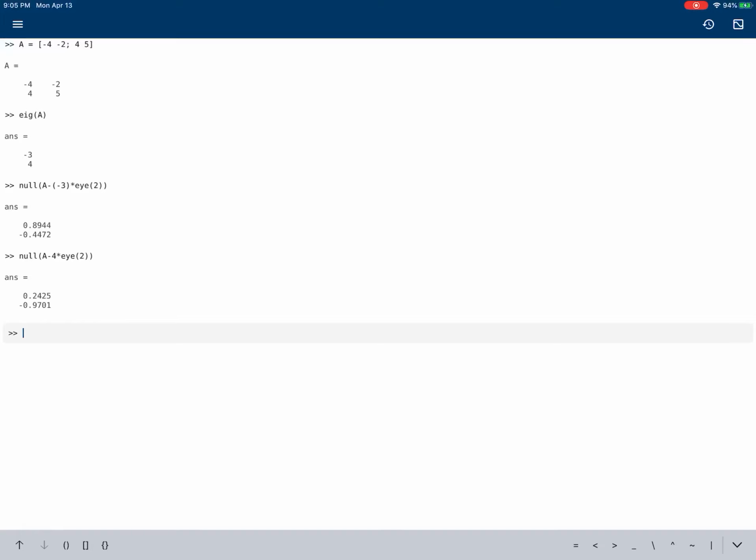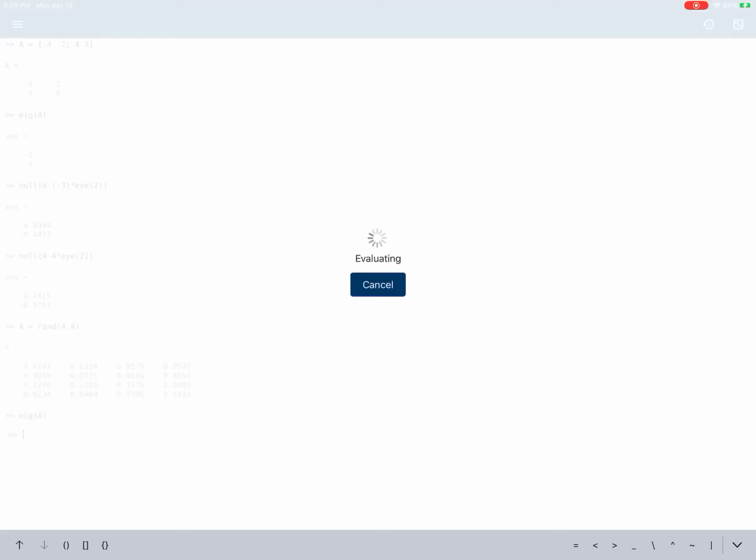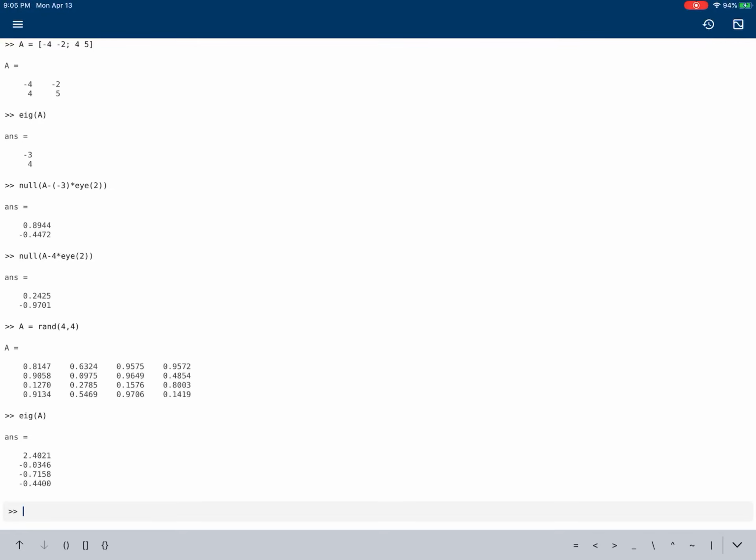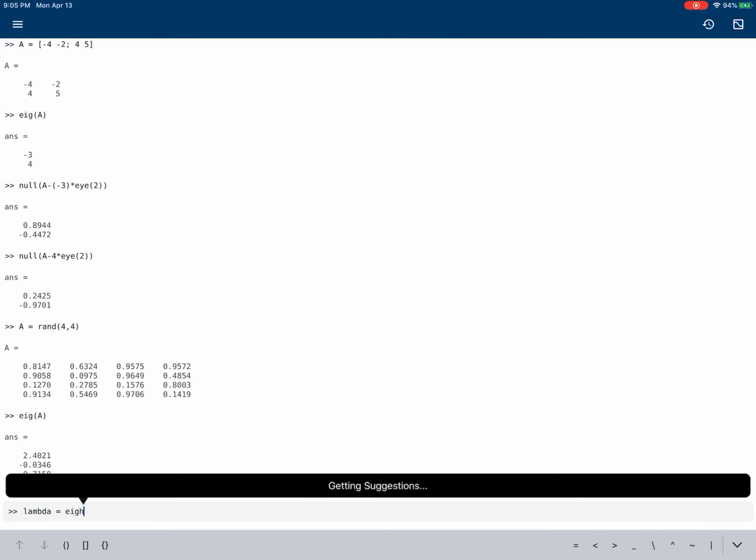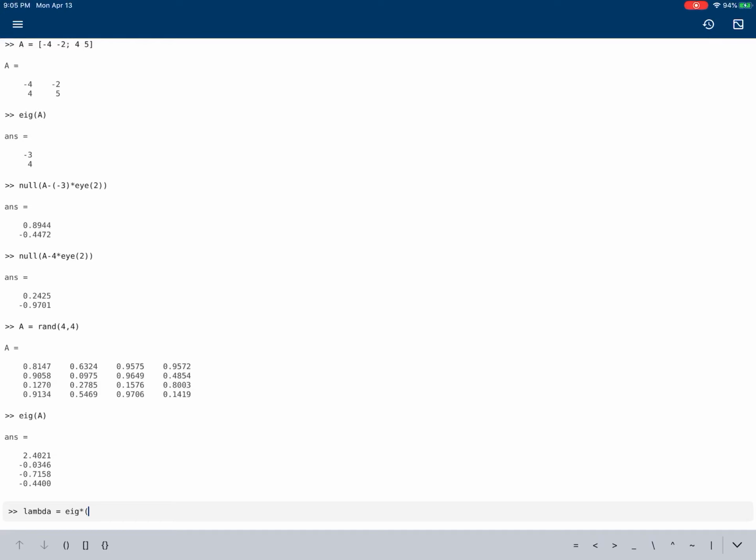So I can go ahead and compute these in MATLAB, but if I were just going to do a random matrix here, random A matrix, so I don't know, maybe a 4 by 4 system. So A now is rand 4 by 4. I'm going to compute the eigenvalues of A. Right, so let's go ahead and make this list lambda equals eig of A.